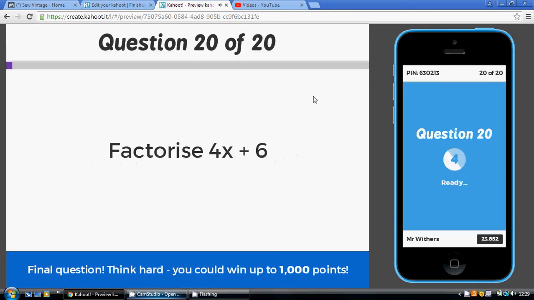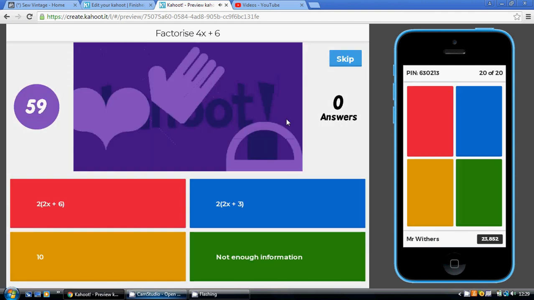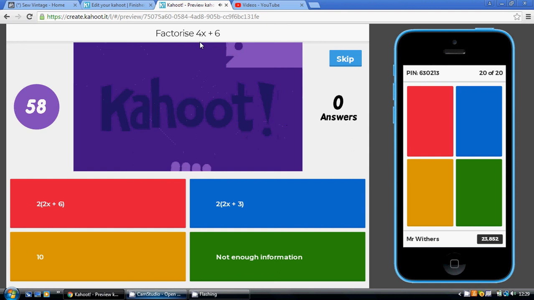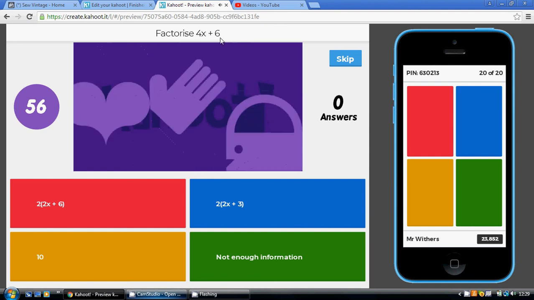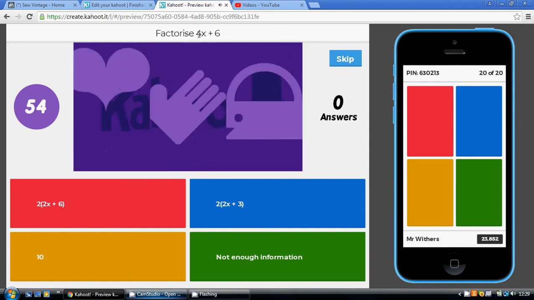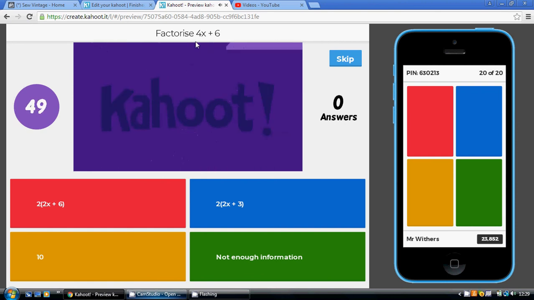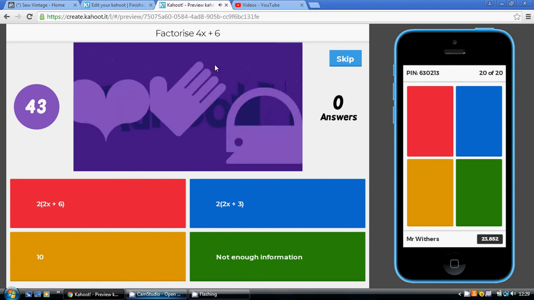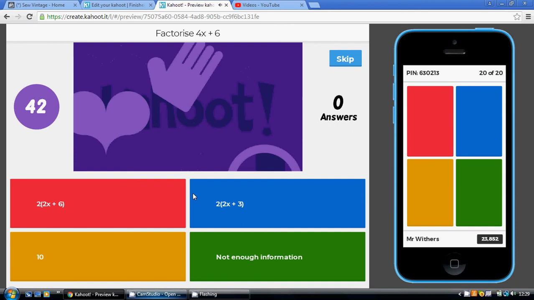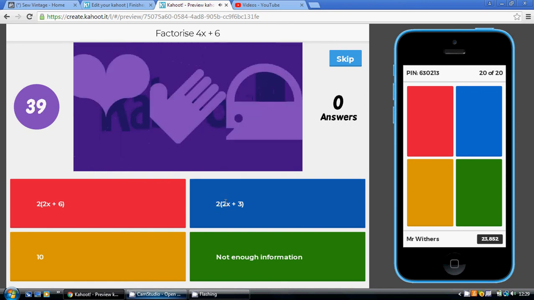And finally, remember, factorising means putting the brackets in. So what's the highest common factor of 4x and 6? What's the biggest number that goes into 4 and 6? Well, it's 2. So 2 goes outside the brackets. We then open up the brackets and we think to ourselves, 2 times what will give us 4x? Well, 2 times 2x gives us 4x.